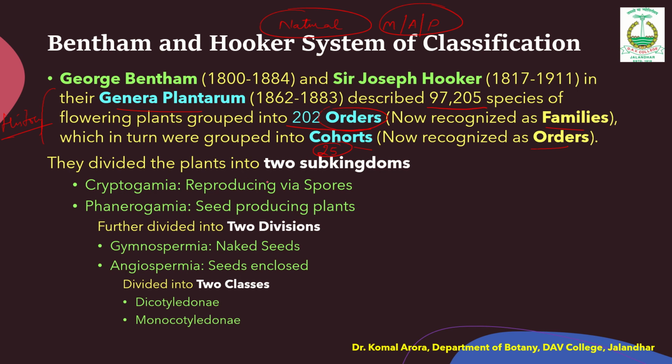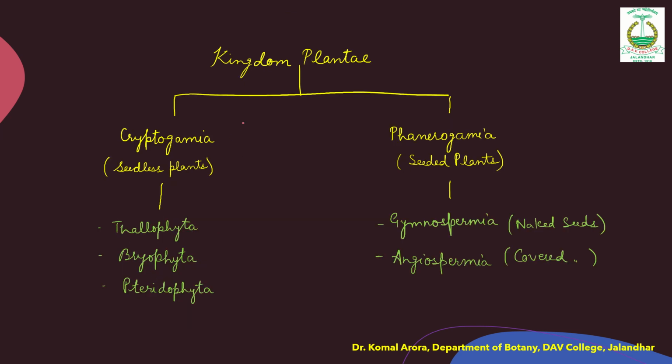Then their major classification was that they divided plants into two subkingdoms, that is cryptogamia and phanerogamia. Cryptogamia are seedless plants, and phanerogamia are seeded plants. Further, cryptogamia included Thallophyta that had algae, then Bryophyta and Pteridophyta, and phanerogamia had Gymnospermia, which had naked seeds, means they are not enclosed within an ovary, and Angiospermia that had covered seeds.